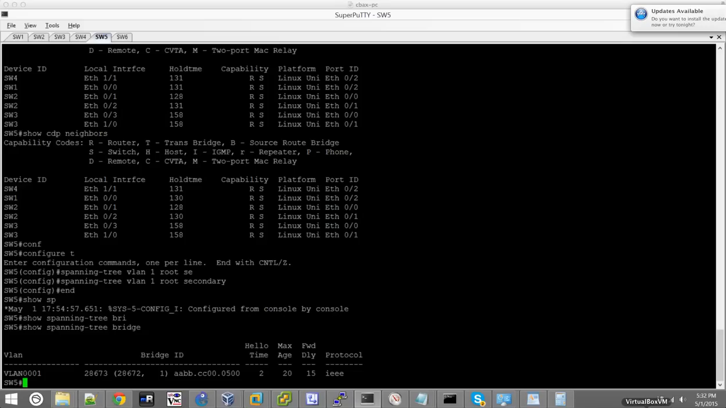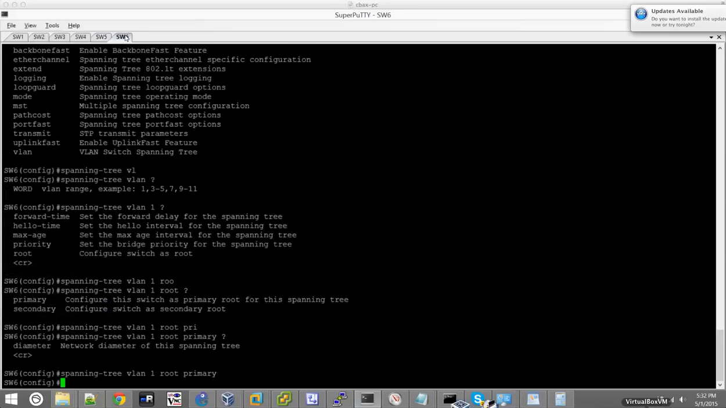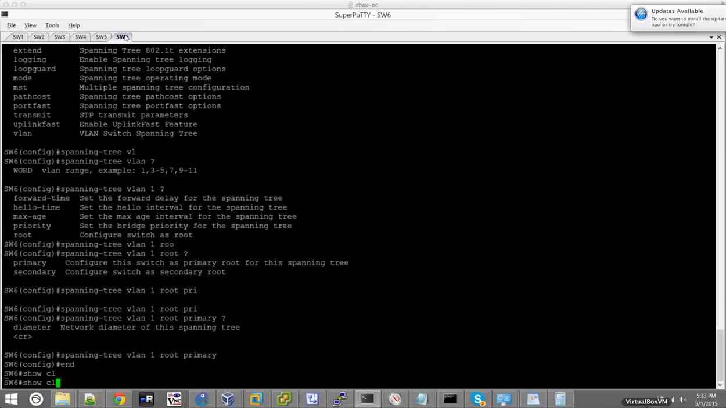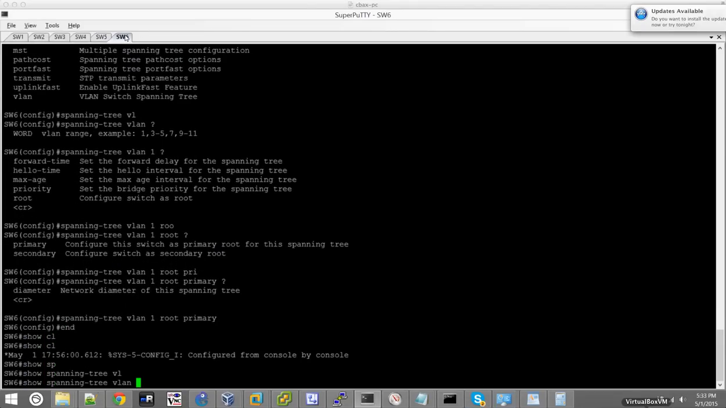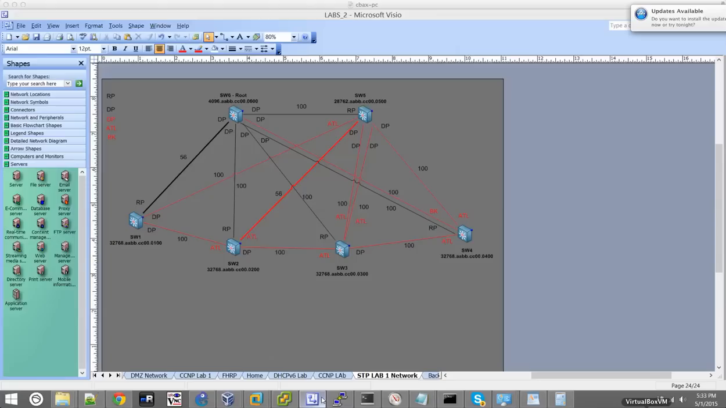So spanning tree should have gone through its whole little election process, and now let's do some verification. So let's hop on switch 6 to make sure that he became the root for VLAN 1. Show spanning-tree vlan 1. And we have exactly what we should be seeing. All our ports are designated and forwarding. Perfect. So let's start in line, with switch 1.